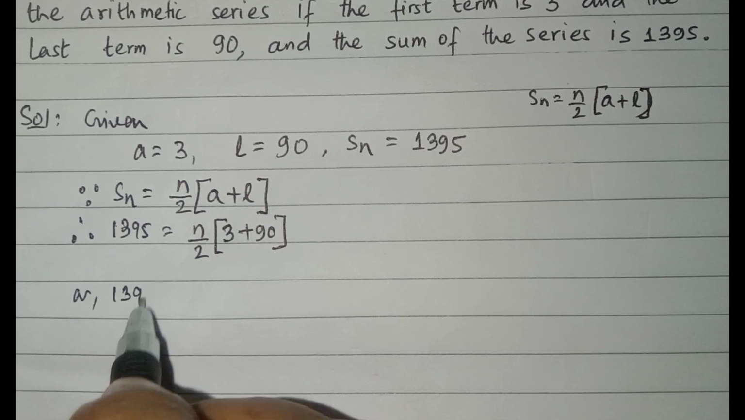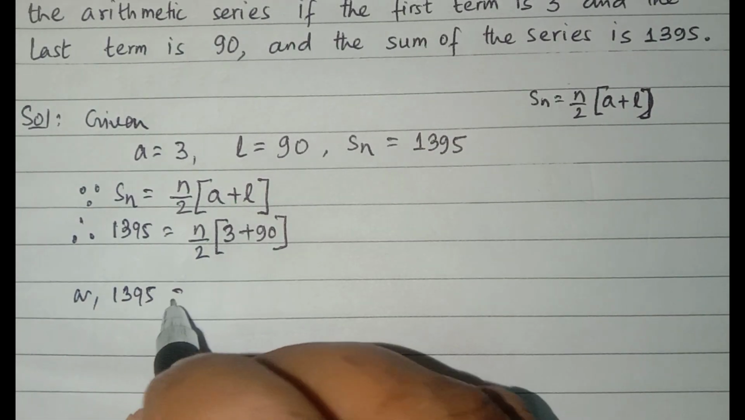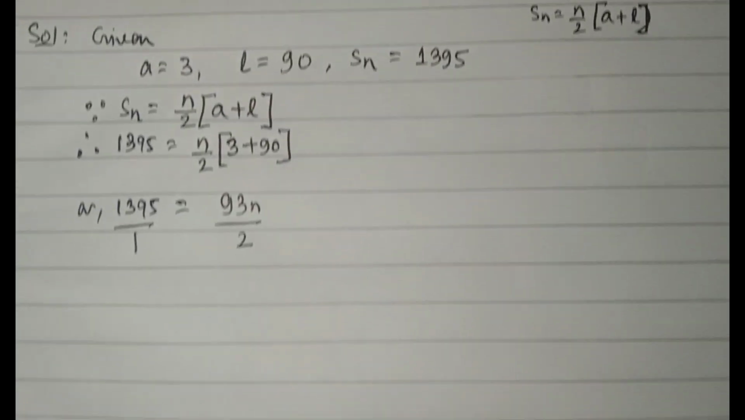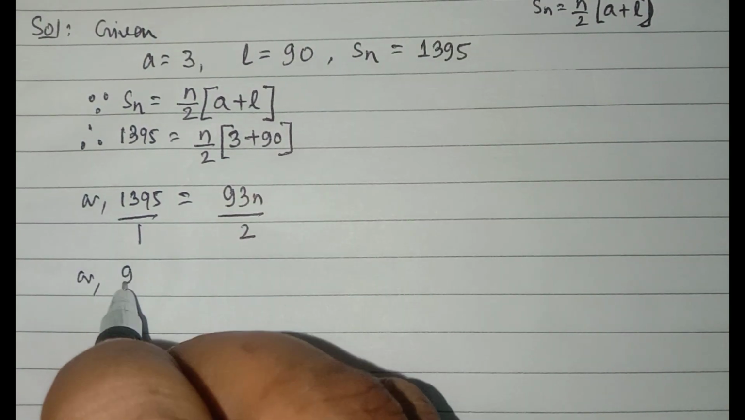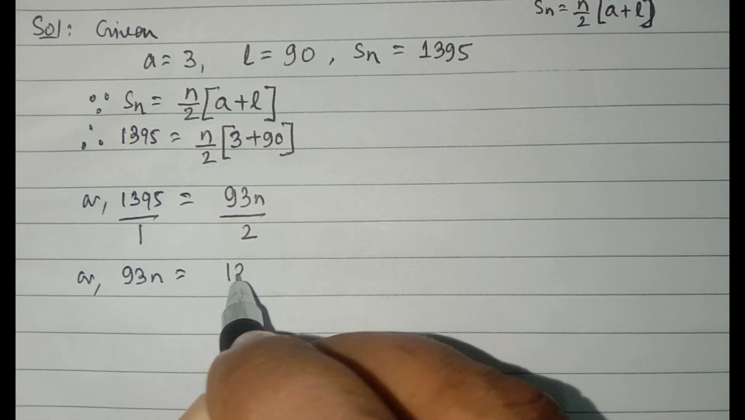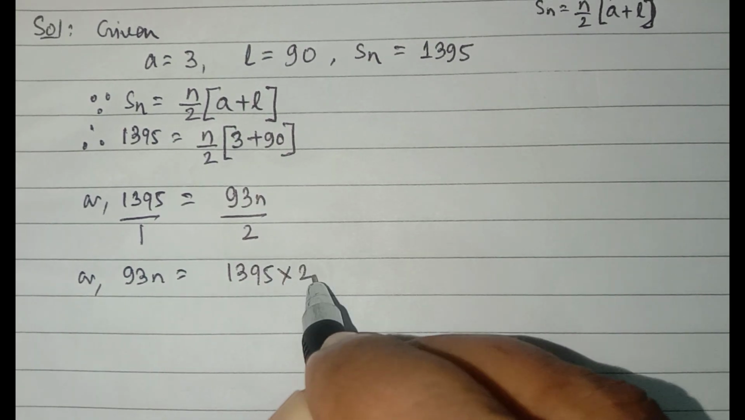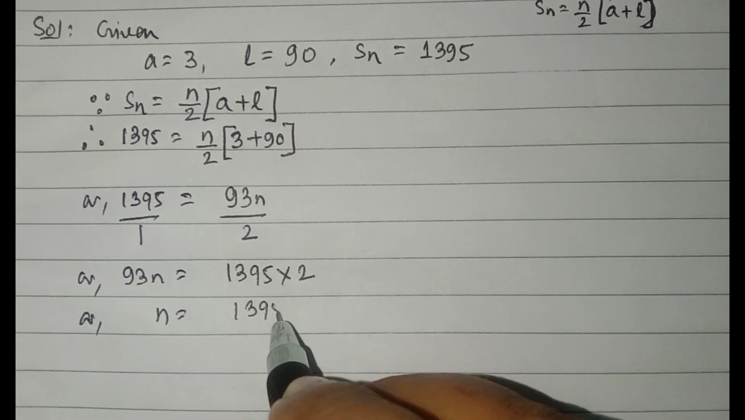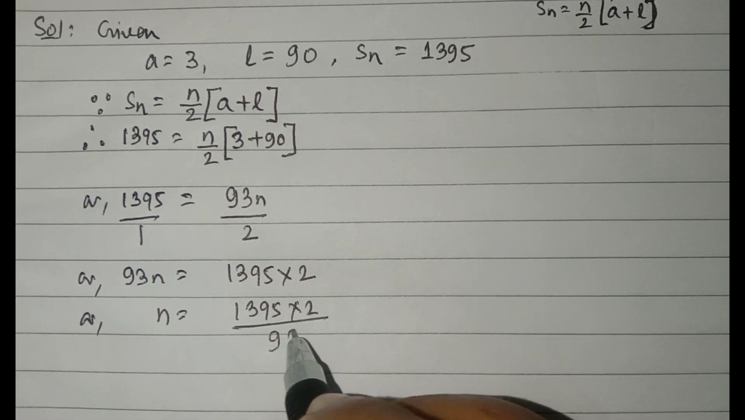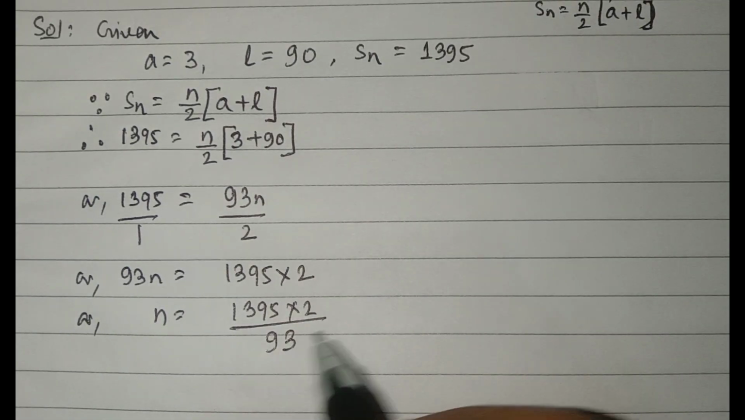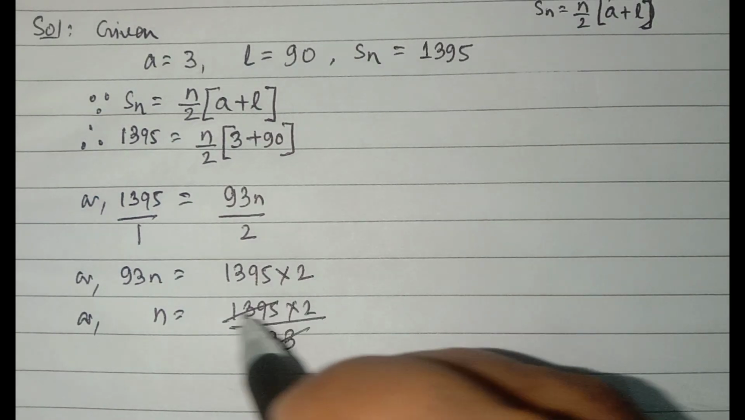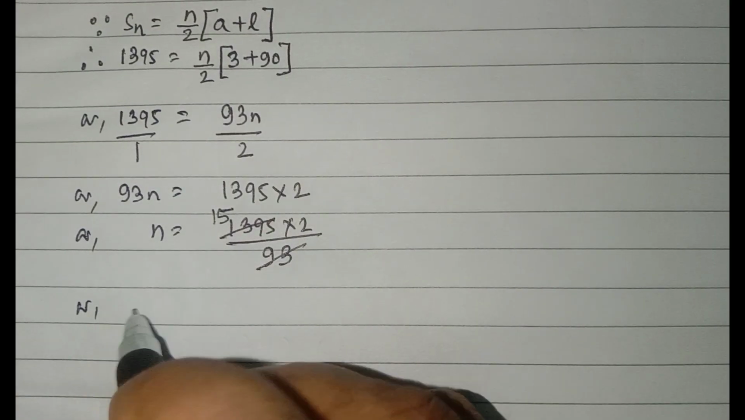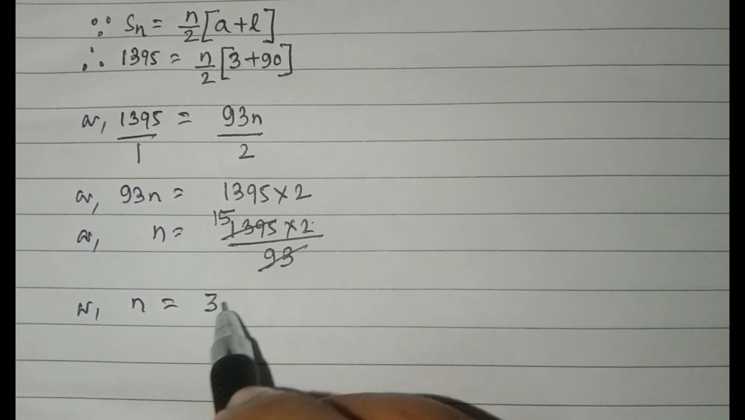So finally I have 1395 equal to 93n by 2, and next I'm going to cross multiply. I get 93n equal to 1395 into 2, and n is equal to 1395 into 2 by 93, and 93 divides 1395 15 times, so I have n equal to 15 into 2, which is 30.